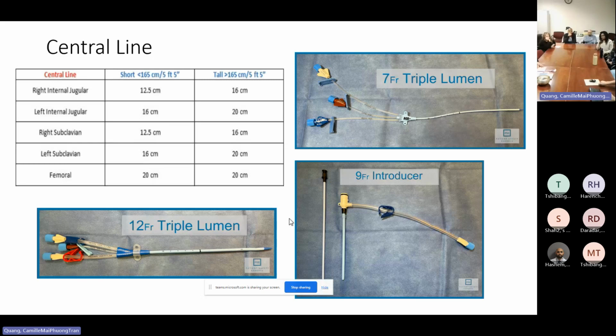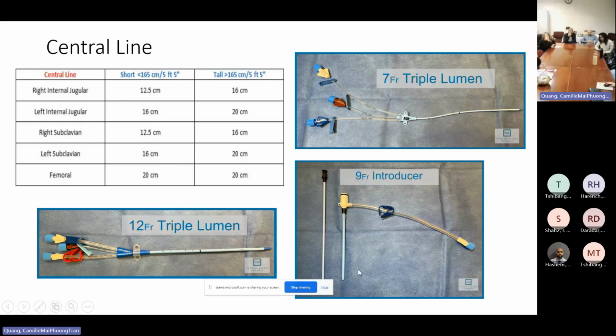And then central lines. So this right here is how far you put the central lines in. There are these little markers on the central lines that are in centimeters. Based off location, and how tall or short your patient is, that determines how far you push in the central line before suturing it to the skin. So you guys are pretty familiar if you've done trauma.